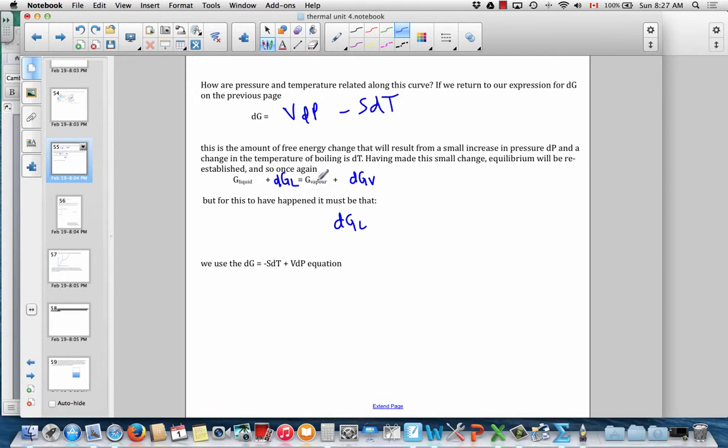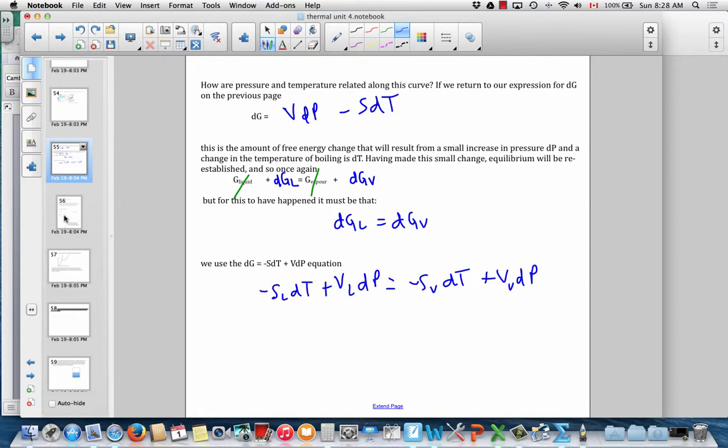We've changed a little bit. We're back in equilibrium. The total Gibbs function is the same, but because these were equal before, the changes must also be equal. So, well, what are the changes? Well, we can use this differential here, and so we can say minus S of the liquid dT plus the volume of the liquid dP, and now substituting in the vapor values, is going to be minus S of the vapor dT plus the volume of the vapor dP.